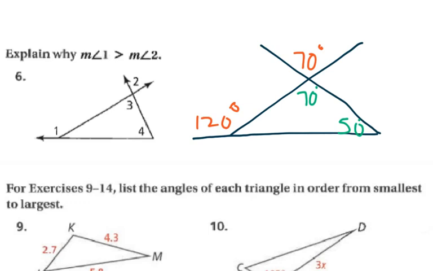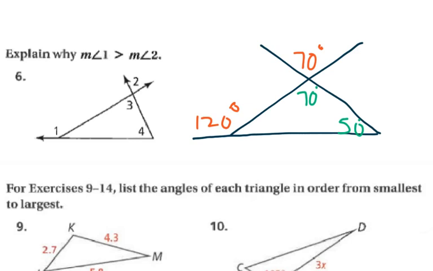So let's read. It says, explain why the measure of angle 1 is greater than the measure of angle 2. Well, for one thing, it's pretty obvious. Angle 1 is definitely obtuse, and angle 2 is definitely acute. But we can't take the diagram for the way it looks, because a lot of times they won't draw the diagram to scale. They'll do that on purpose to throw you off. So you have to use your geometry, and you can't go off the diagram. So we do have to use geometry to prove it.